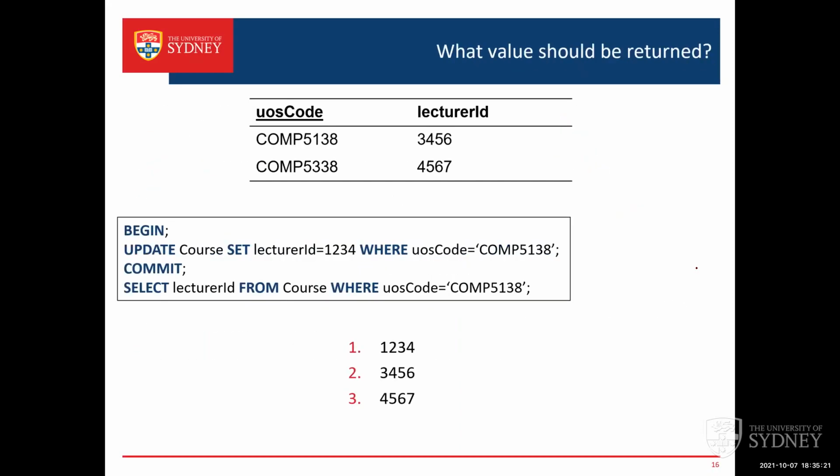Okay, so that you understand commit and rollback, think about this transaction, and I want to figure out what will be the value returned from the select statement: 1, 2, or 3. You can simply write 1, 2, or 3 in the chat box. This is the course table. Here I have unit of study code as the primary key because that is underlined, and I am updating the lecturer ID of that course table where unit of study code equals this one. Then commit. Then I am selecting lecturer ID from this course table where unit of study code equals this one. Which one will be the output, 1, 2, or 3?